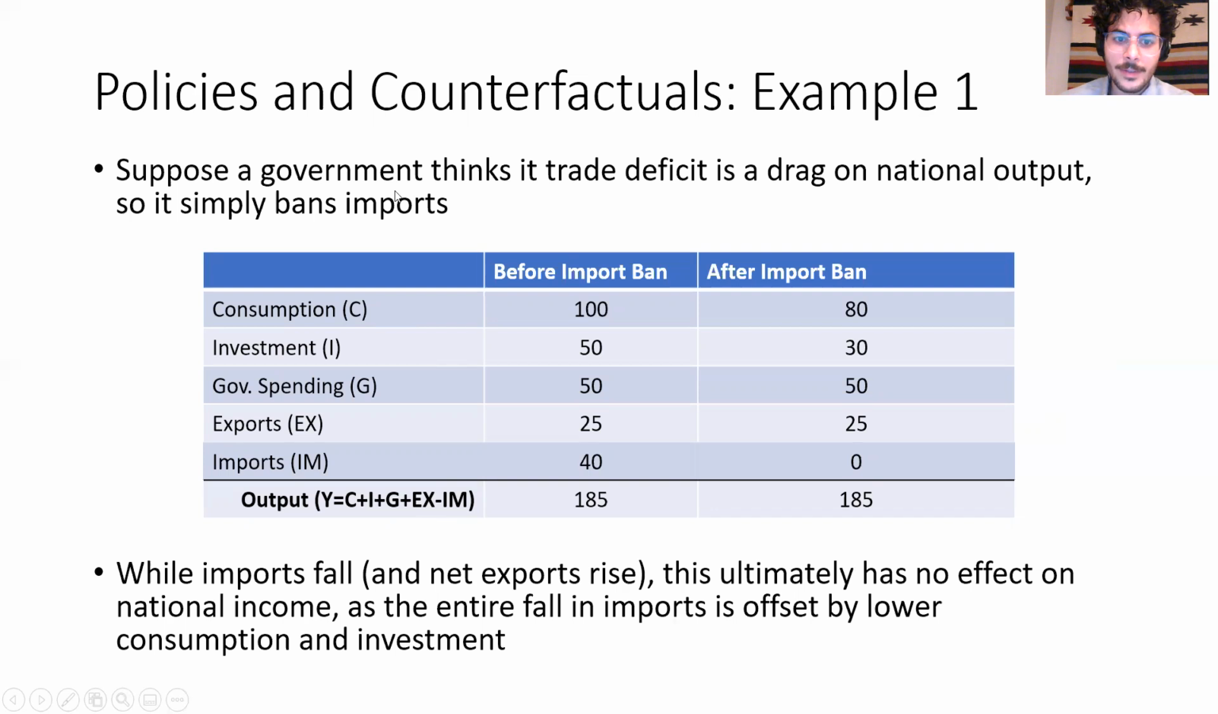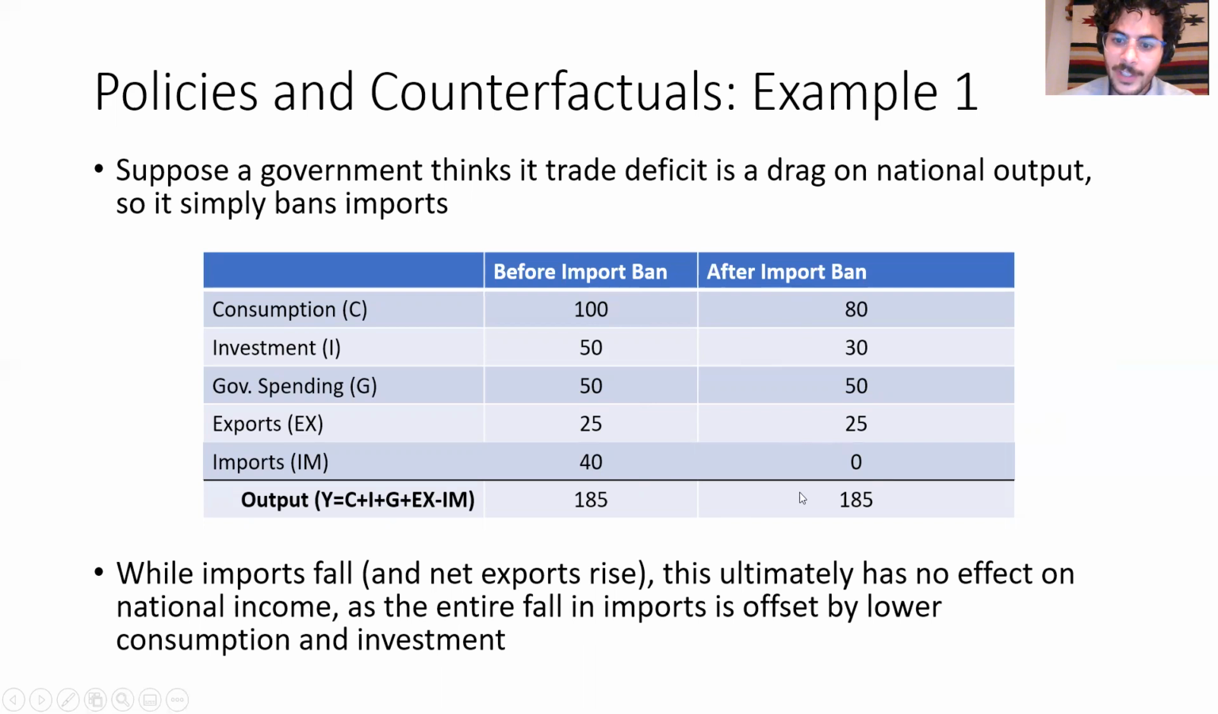And so we're simply going to ban imports, right? And that should raise output. So this country is going to do an import ban, and imports are going to go to zero. And that's going to increase net exports, going from minus 15 to plus 25. But in this example I've set up, this is ultimately going to have no effect on national income, as the entire fall in imports is going to be offset by lower consumption and lower investment.